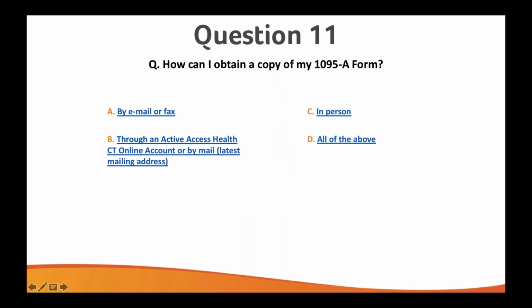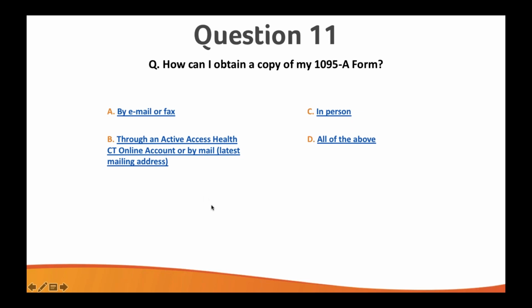Great. Okay, question number 11. How can I obtain a copy of my 1095A form? A, by email or fax. B, through an active Access Health online account or by mail, latest mailing address. C, in person, or D, all of the above. You have a mix of Bs and Ds so far.